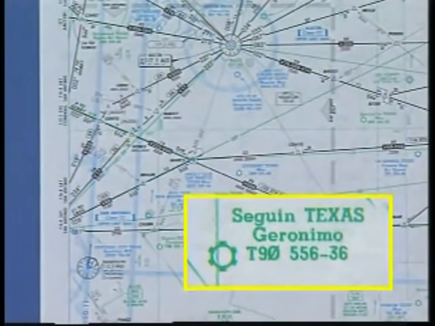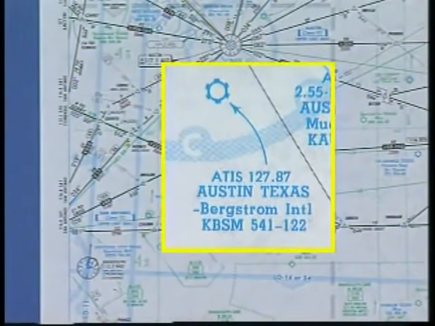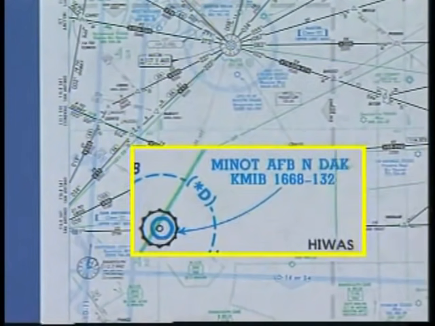Let's continue by looking at airport symbols and related information. Civil VFR airports are identified by small green circles with cogs. Military VFR airports are shown by smooth green circles. Civil IFR airports are shown by small blue circles with cogs. And military IFR airports are shown by smooth blue circles.